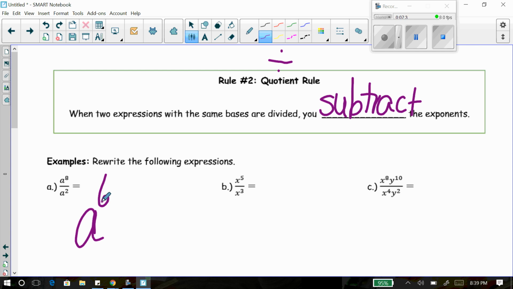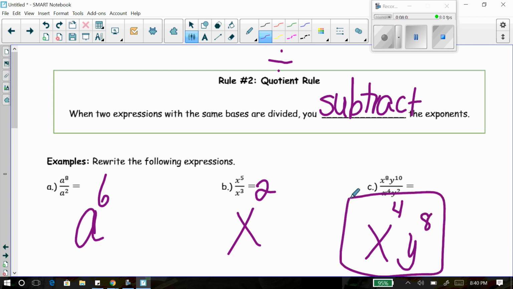All right, let's show the next one. Both have a base of x. 5 minus 3, 2. All right, in this case, there's two things. We have a base of x and a base of y. It's okay. We just lump together our same bases. So our x's would be 8 minus 4, which is 4. My y's would be 10 minus 2, which is 8. So you just lump together your similar bases. It's okay that we have two of them now. Just subtract all the x's and subtract the y's.